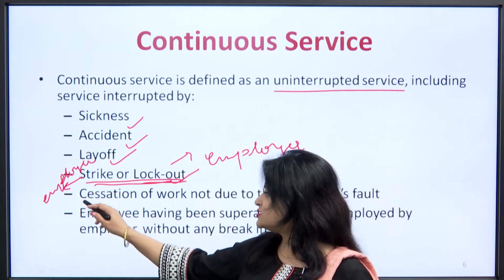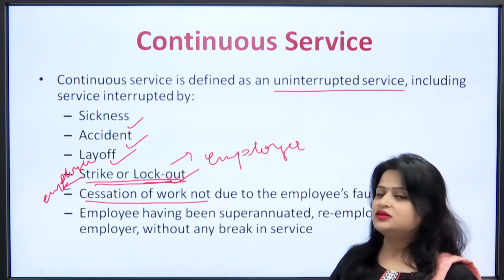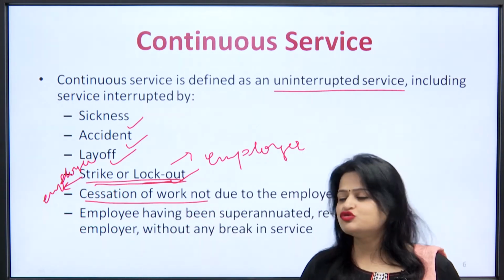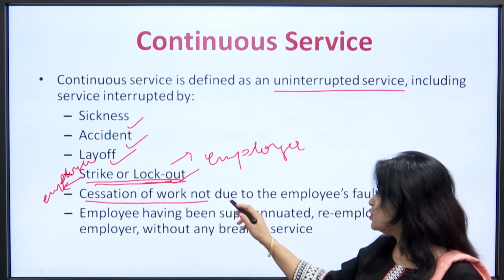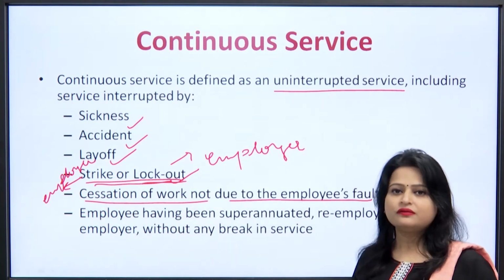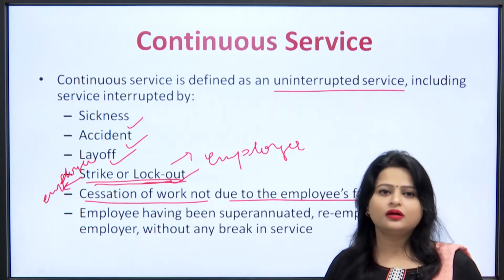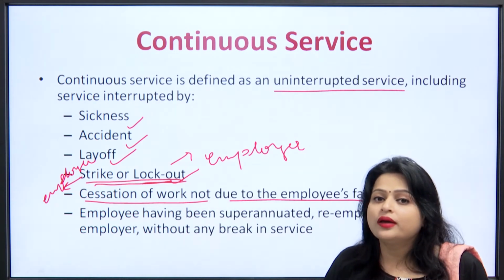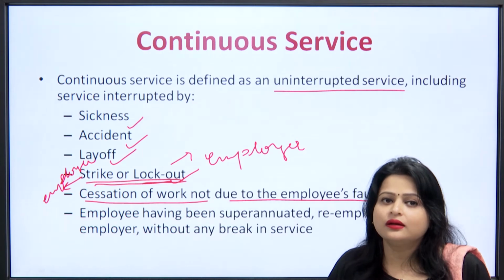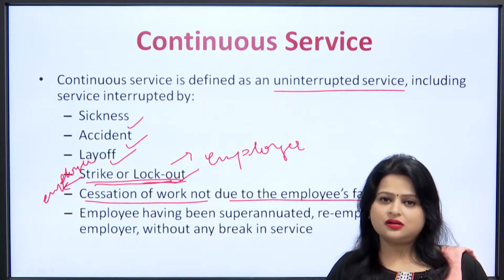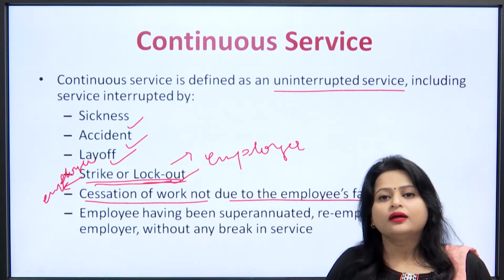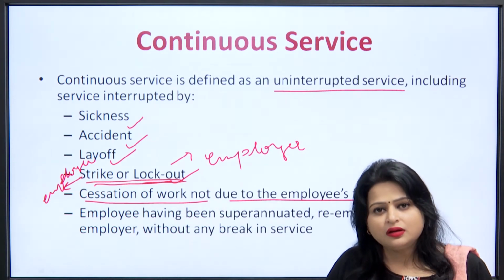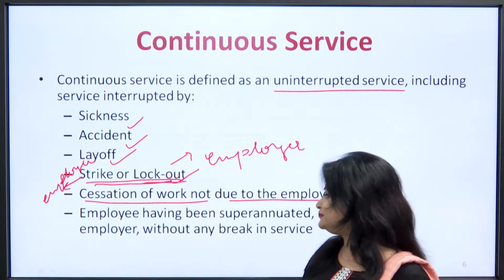The next condition is cessation of work. Cessation of work means stoppage of work not due to the employee's fault. If in the establishment there is a stoppage of work where the employee has no fault in that, and due to that there is an interruption in the service, again that will be considered as a continuous service.